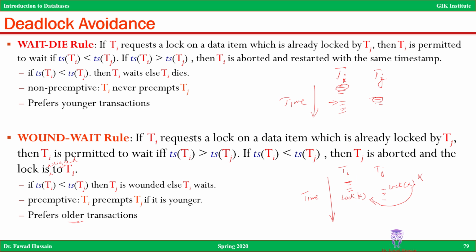And you can see here that this lock x has been acquired by j and it's wanted by i. So whenever you encounter that, depending on whichever methodology you are using, either you are going to let it wait or you are going to abort it. So in this case, if ti is less than tj, then ti waits, else ti dies. So if it was at a later stage, then ti will be aborted.